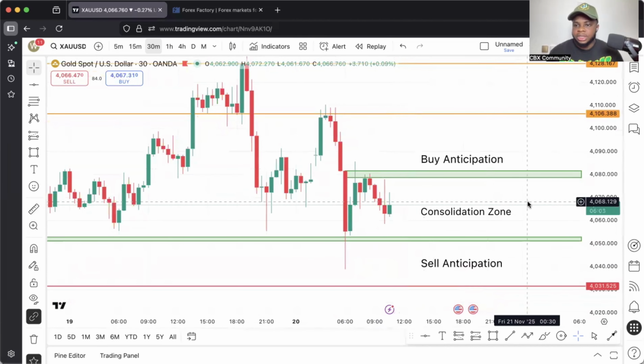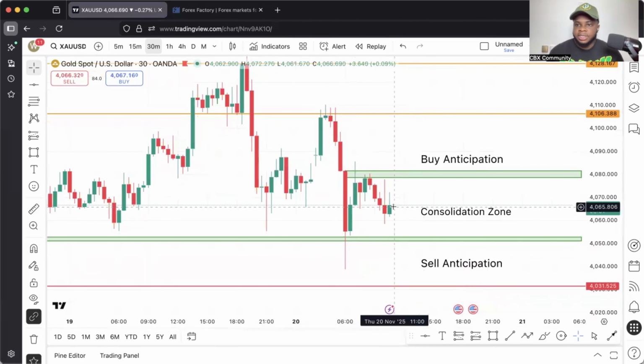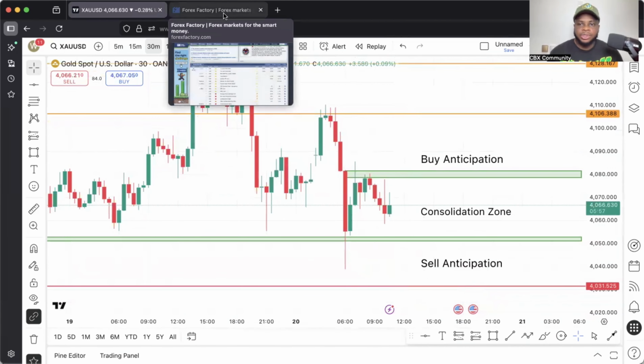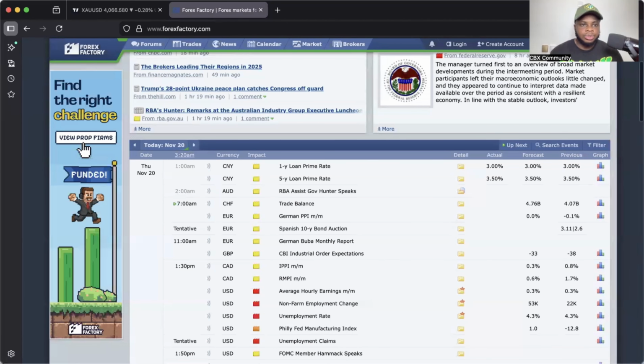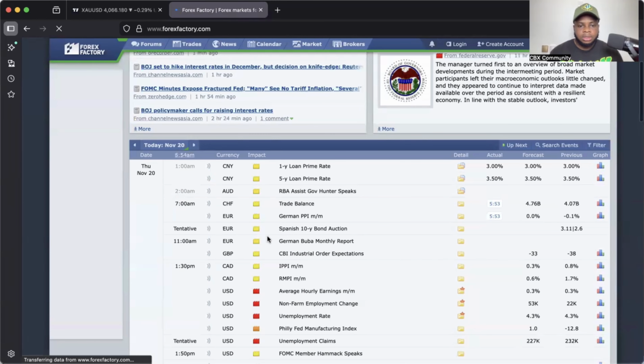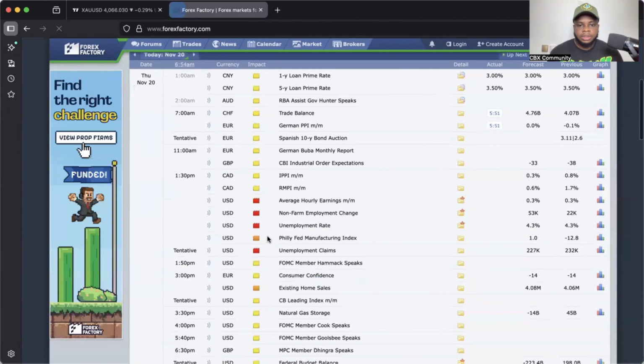So let's just wait until this candle closes before we decide to take a position. Yes, I understand that we have news today. There is news today. Unemployment claims, and there is news.